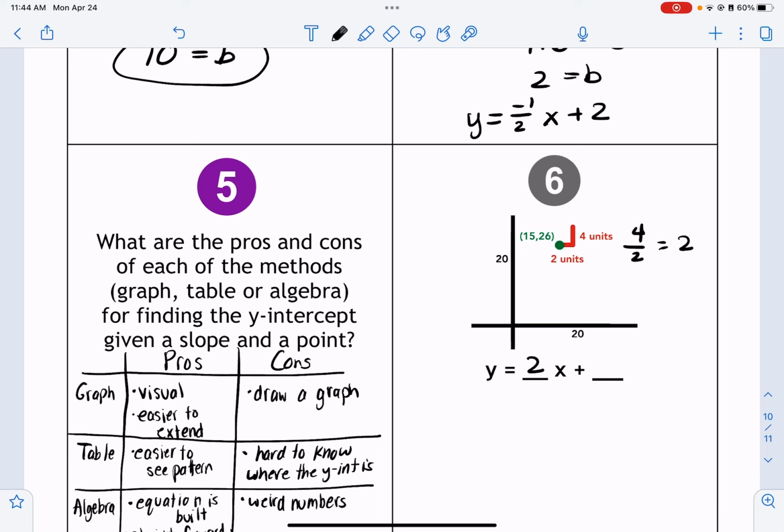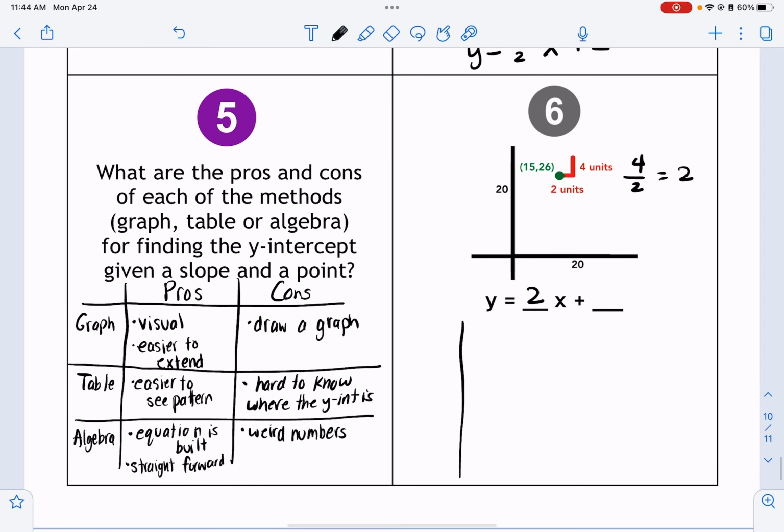We can use any of the methods we've done. We can use the graph, although we'll have to kind of really extend it here. We can use the table, we can use algebra. Let's use the table here. Do a little bit more detail as to how we could use the table. So we have a point, 15, 26. We need to work backwards to figure out what it is at 0, okay?